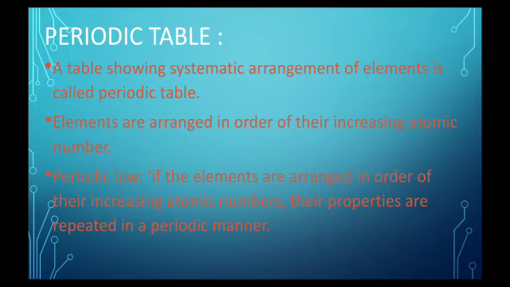There is a specific law on the basis of which these elements are arranged, and it says that if the elements are arranged in order of their increasing atomic number, their properties are repeated in a periodic manner. When the atomic number is gradually increasing, the properties of the elements are also gradually changing in a repeated manner. After some time, these properties are repeating for the next element.